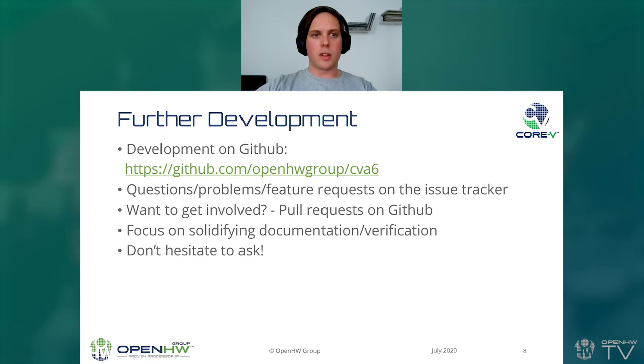Further development is still based on GitHub, but now in the open hardware namespace under CVA6. Questions, problems, and feature requests, just shoot them at the issue tracker. If you want to get involved, open a pull request or an issue on GitHub. We are currently working on solidifying documentation and verification, and on applying the lessons learned for the small core also to the larger core. So don't hesitate to ask any questions, and I'm happy to also answer them in the upcoming discussion. Very good.